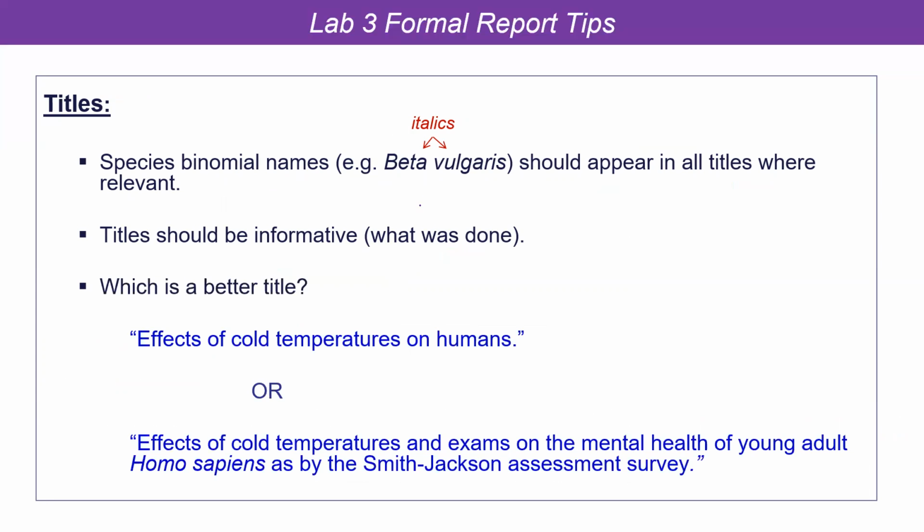Here's a couple of examples of some titles on a different experiment. You can see the first one, effect of cold temperatures on humans, not bad, but a little vague. The second one is much better: effect of cold temperatures and exams on the mental health of young adult Homo sapiens. Notice it has the species name, the binomial name, Homo sapiens. It's giving me much better, specific information, what kind of effects on mental health. And so I feel like that's a lot better.